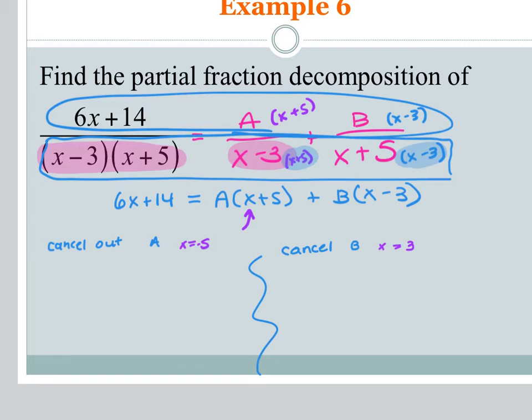The other way you know those is you take your denominator that's on the left and you set it equal to 0 for both those, solve it, and it'll cancel it out. Does that make sense? It doesn't matter in which order I do it. I can cancel out b first and a. It doesn't matter as long as I get both at the end. So now I'm going to use this, and everywhere there's an x, I'm going to put negative 5. So 6 times negative 5 plus 14 equals a, negative 5 plus 5 plus b, negative 5 minus 3.